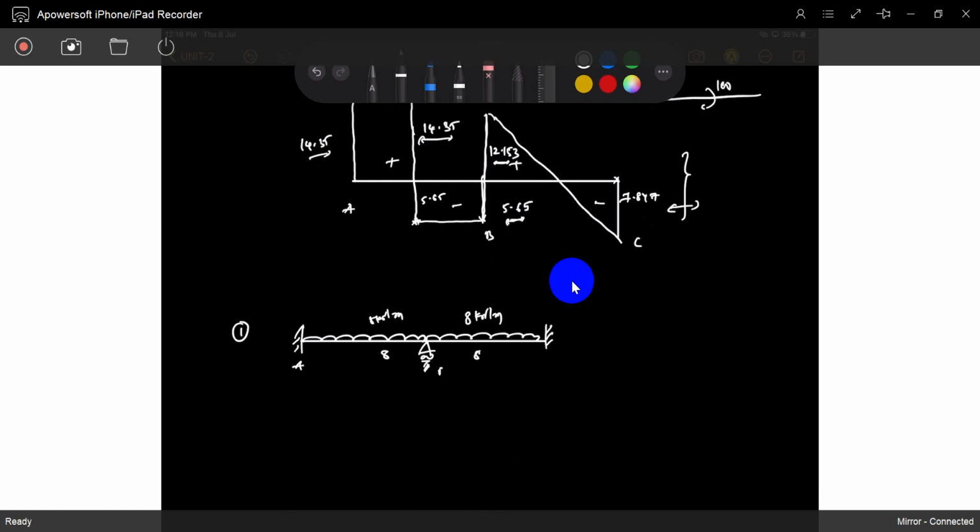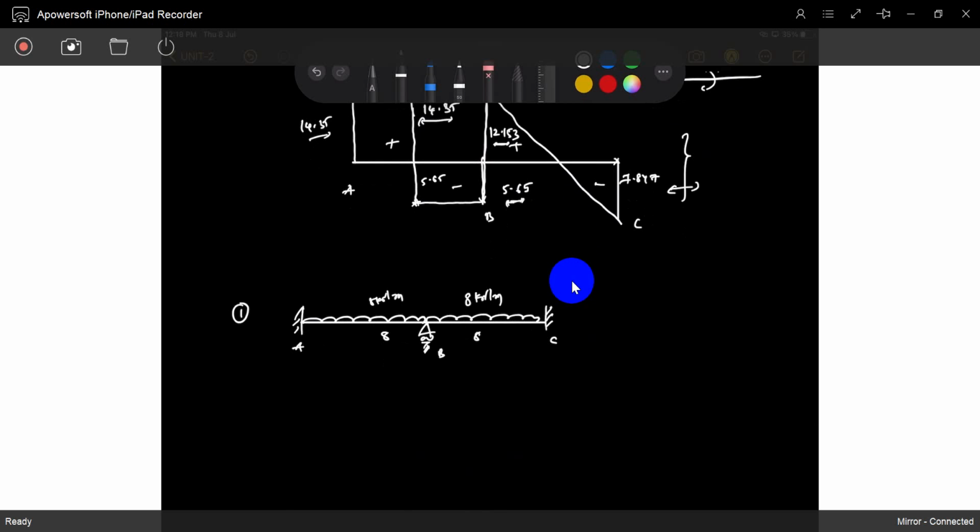This is A, this is B, this is C. How can you solve this problem? If you see the problem, A is a fixed support, C is a fixed support, MA is there, MC is there, and B is a hinge support, but an intermediate support. An intermediate support acts as a fixed joint.